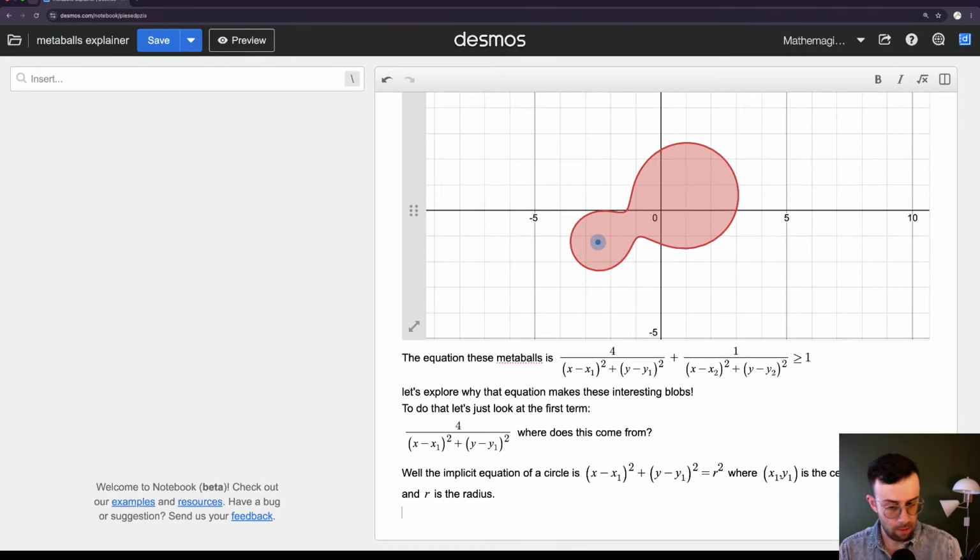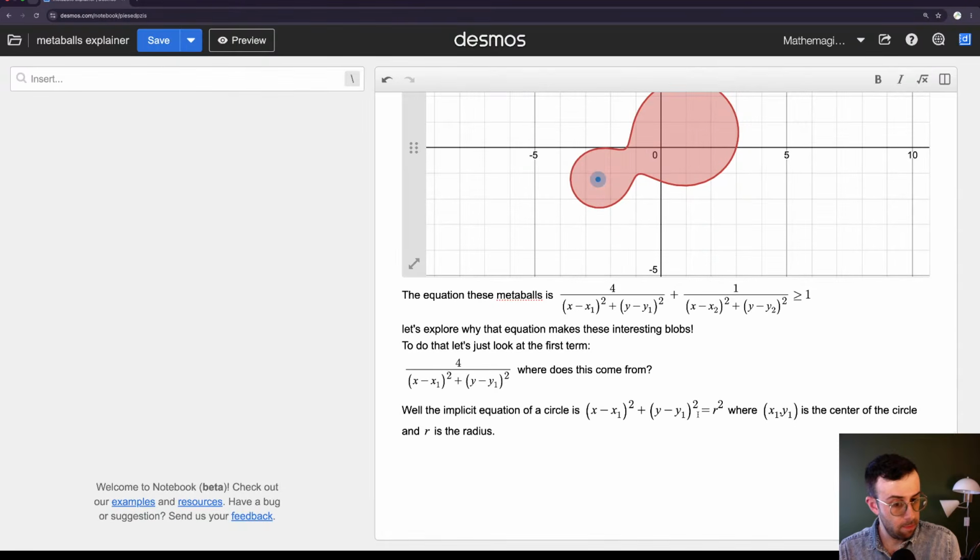Here we'll let the radius equal 2, for now. So we have this equals 2 squared, which is 4. Okay.